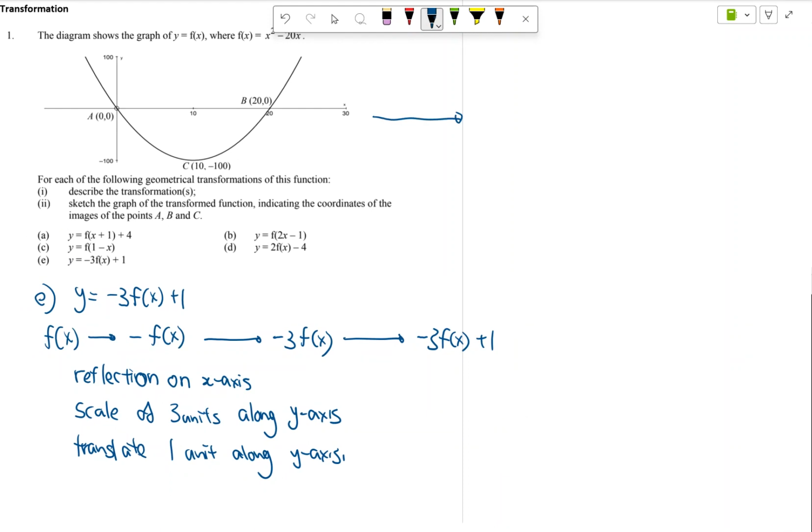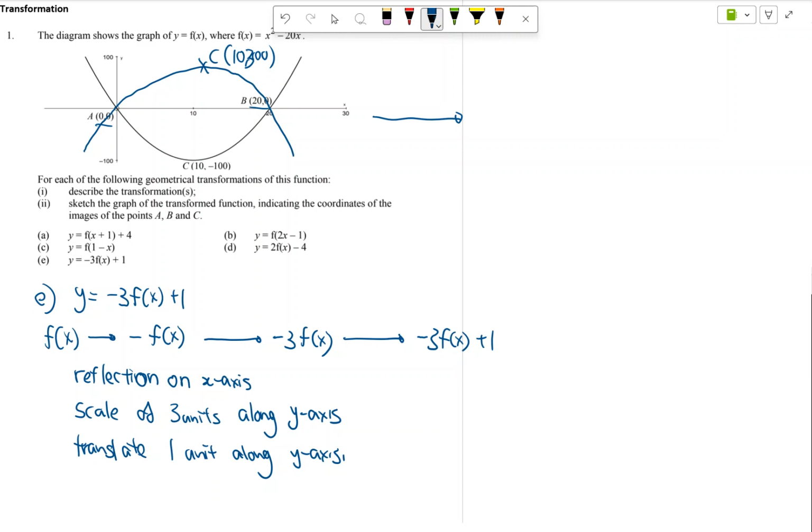Now we are reflecting on the x-axis, so it means that the graph is going to flip this way. My a and b are not affected, only the c is now going to be (10, 100). If you have something like this in mind, it's good. If not, you can draw it out, it's totally fine as well. Now we scale 3 units along the y-axis, meaning all the y coordinates multiply by 3. Because the y of a is 0 and the y of b is 0, it doesn't affect them, only the y of c will now become 300. So you can just change it like this.